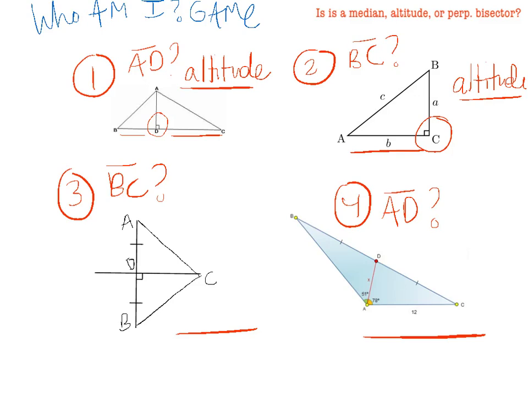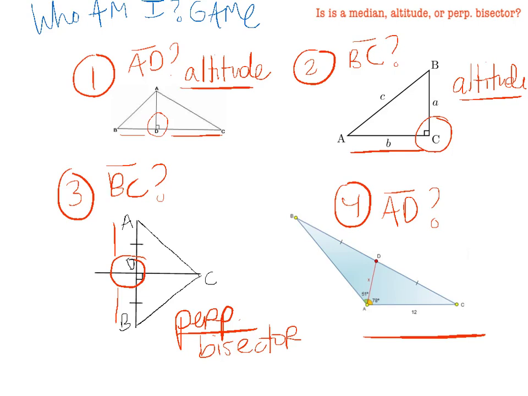Number 3, BC makes a right angle, and it cuts this bottom opposite side in half. That means that BC is an altitude, but more specifically, a perpendicular bisector. That means that BC is also the height of the triangle, but it's a special height because it also cuts this bottom opposite side in half.